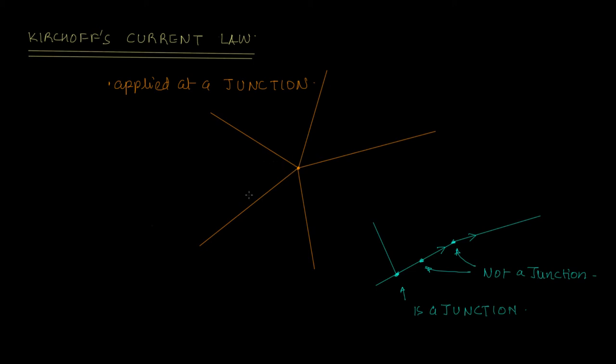Now, at this junction, let's say I have currents like these, and let me name them: I1, I2, I3, I4, I5, right? Now, if these are steady state currents, that means after a point of time they become steady, they do not change with time. So we say that they have attained equilibrium. If that is the case, then let's try to see what happens.